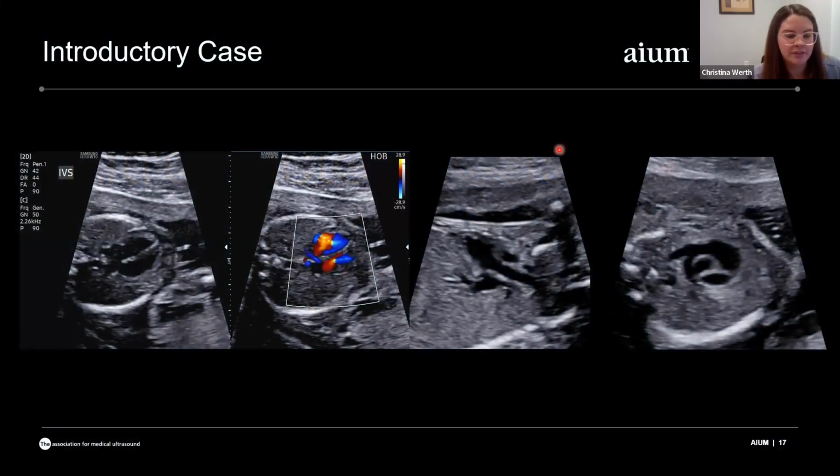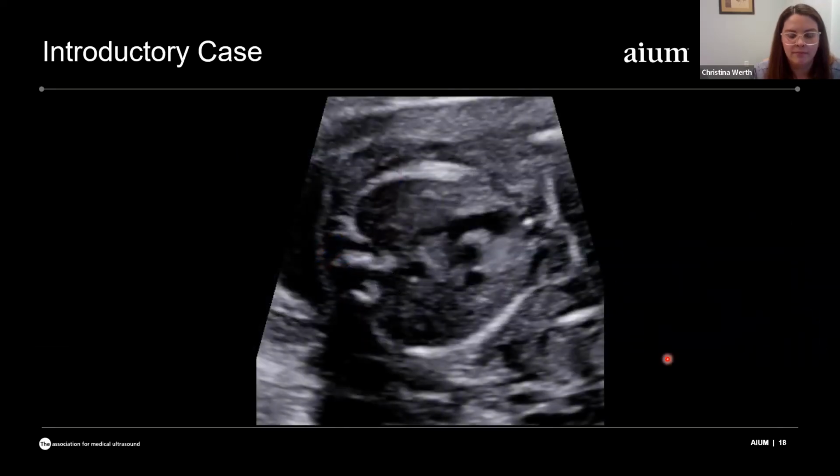Okay, so for this first case, we have a patient that's presented for her routine anatomic survey. We have our cardiac images here. So we have our septal four-chamber view showing an intact ventricular septum here and her outflow tracts. Here we have the left ventricular outflow tract and the right ventricular outflow tract. And you can see that in these views alone, the cardiac images look pretty normal.